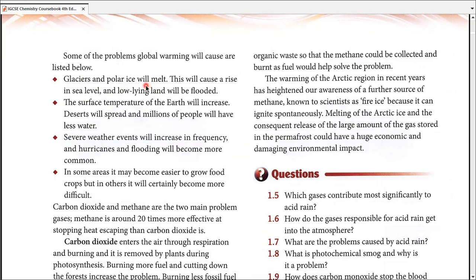And Pakistan has faced major floods in the past 20 years, more than any country on the planet. Why? We have most glaciers. We have thousands of glaciers, and the biggest one at that. This will cause a rise in sea level.